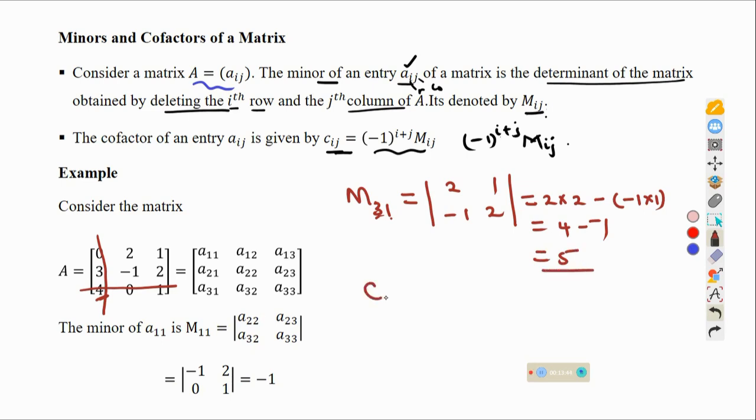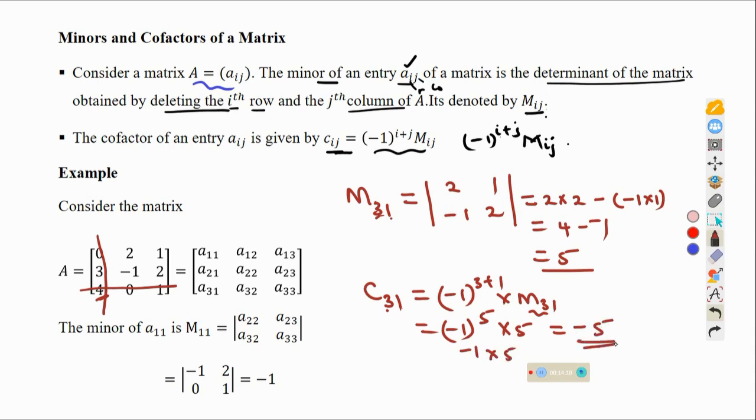So get again the cofactor 3, 1, which is negative 1 to the power of 3 plus 1 times the minor of 3, 1. And this will give us negative 1 to the power 5 times M3,1, which is 5. So this will give us negative 1 times 5, which is negative 5. So we have got that.